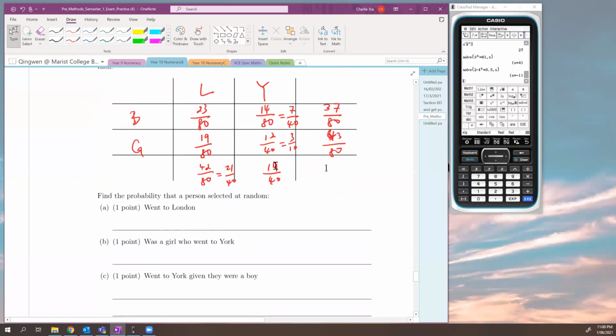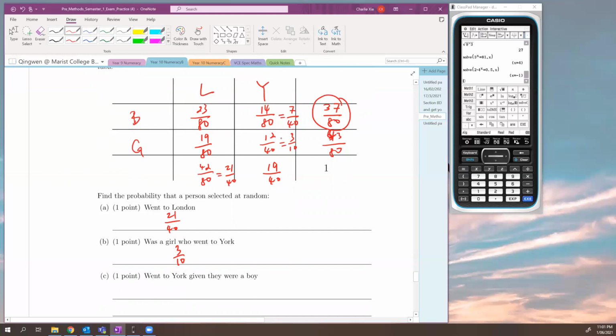So when we finish this two-way table, find the probability that the person selected at random went to London. So that's the person went to London. So the probability is 21 over 40. You just need to read the table. Was a girl who went to York. Girl and York, 3 out of 10. Went to York given they were a boy. Given they were a boy, so that's out of this one. And went to York, 7 out of 40.